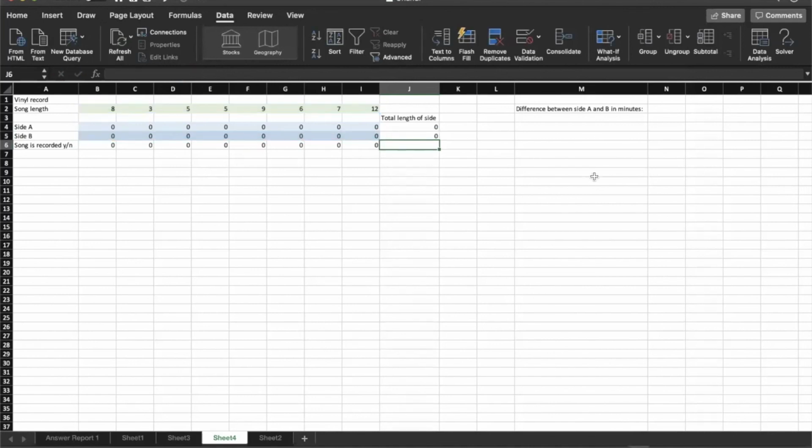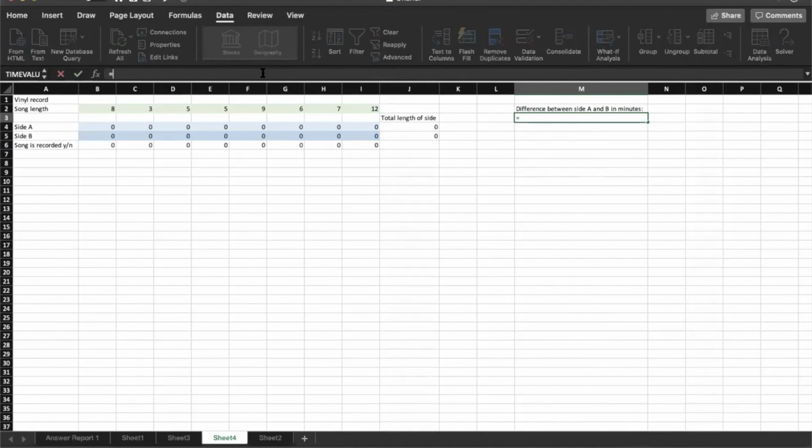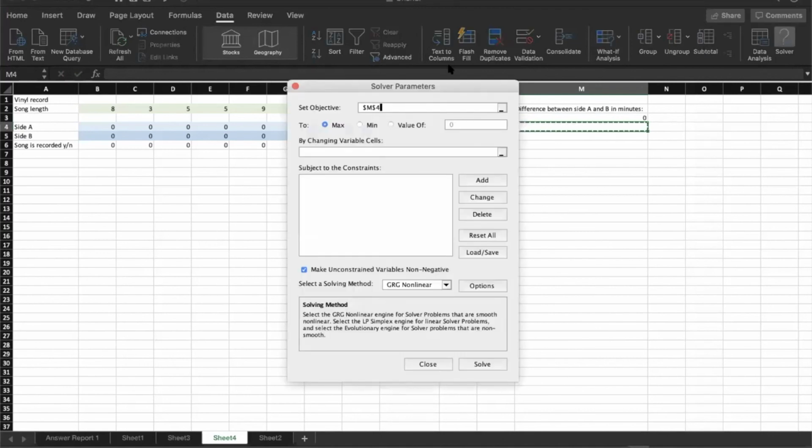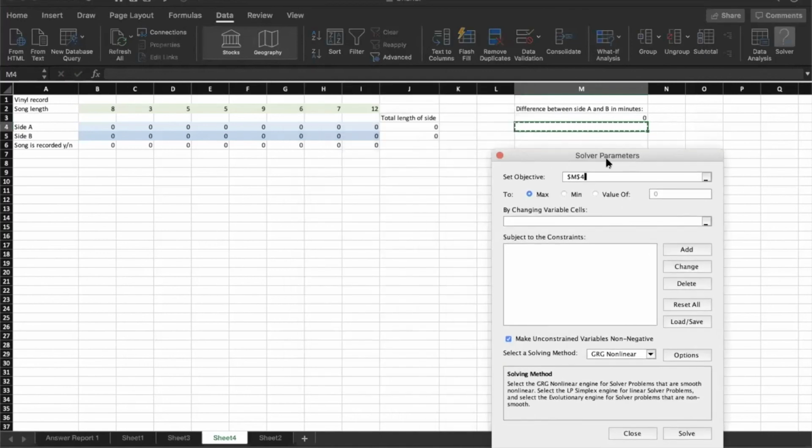Okay, and our last thing would be to find the difference between the two sides. So I'll just get side A, which is J3 in our case, J4 minus J5. And now, using Solver, we'll try to minimize the difference between the two sides.